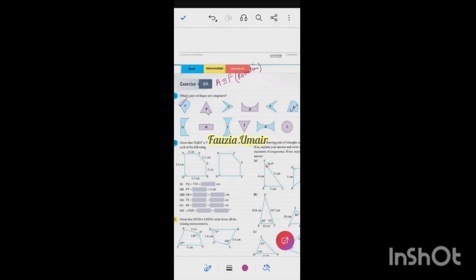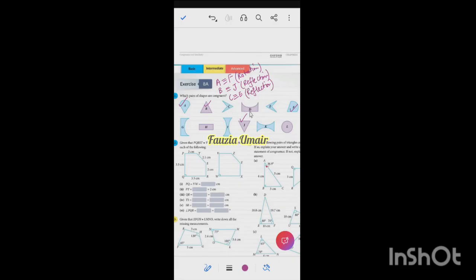Now what about B? Is B congruent to any other shape? J. B is congruent to J. Okay, when the angle or side measurements are not there, we will just see the shapes. And what movement is there? It can be rotation, and it can also be reflection. Okay, so what about C and E? They are congruent. What kind of movement is there? Again, reflection. Okay, so it's a reflected image.